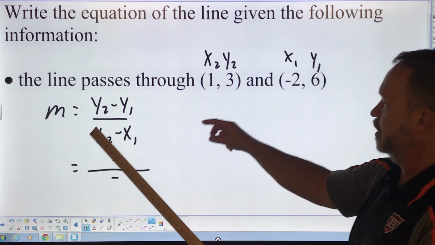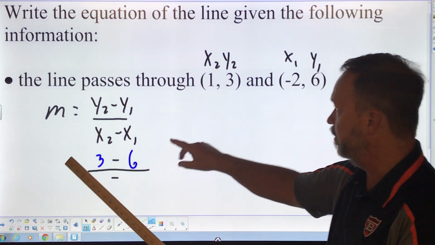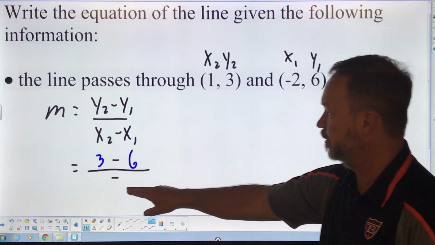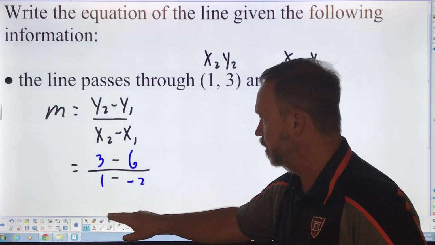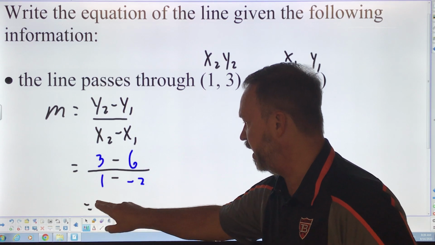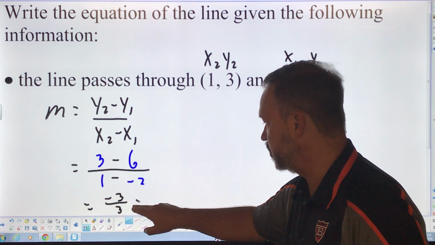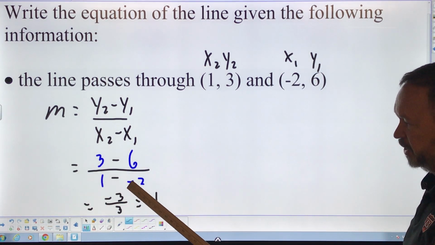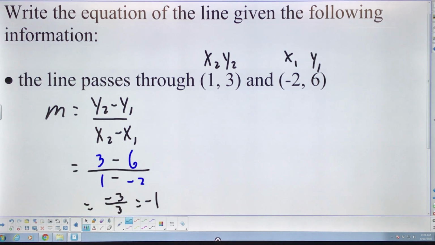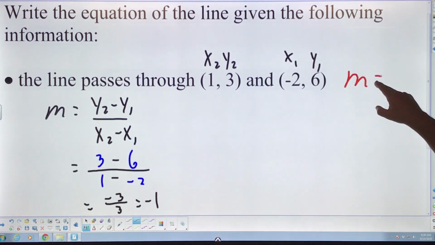So my y2 is 3. My y1 is 6. My x2 is 1. And my x1 is -2. Which means I have a -3 over 3, which is -1. Right? Because 3 minus 6 is -3, and this is really 1 plus 2, which is +3. So now I know my slope. So I'm just going to put that up there. Slope is -1.